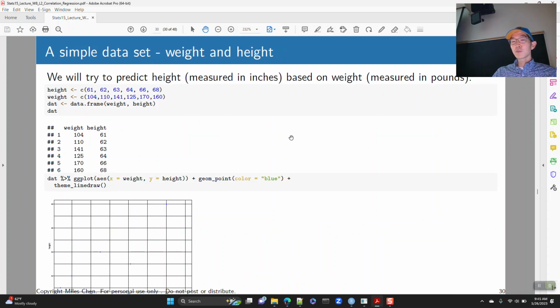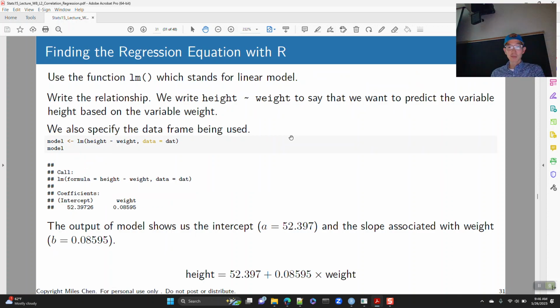Okay? So if we wanted to do the opposite, if we wanted to say, okay, you tell me how tall you are, and I'm going to predict your weight, okay, then we would do weight tilde height, right? So the one you're trying to predict comes before the tilde. The one that you're using to make the prediction comes after the tilde. Okay, so we're trying to predict the variable height based on the variable weight, height tilde weight. So we're going to do LM formula equals height tilde weight, or you don't even have to write formula equals, you just do LM height tilde weight, and then you do comma data equals the name of your data frame.